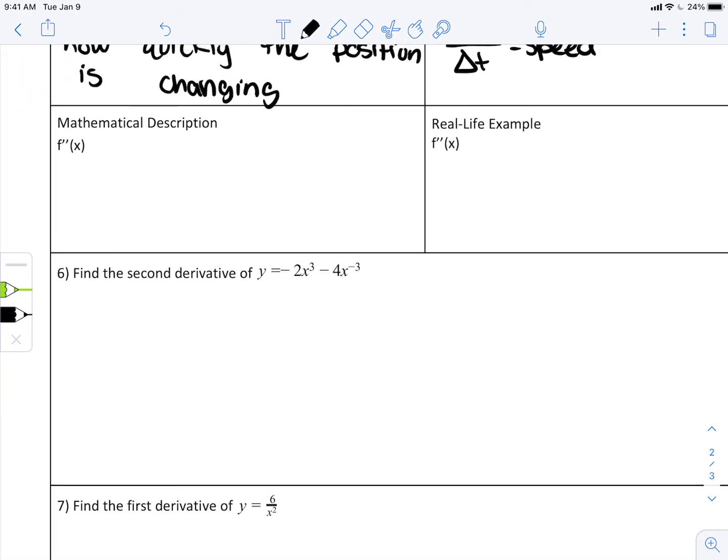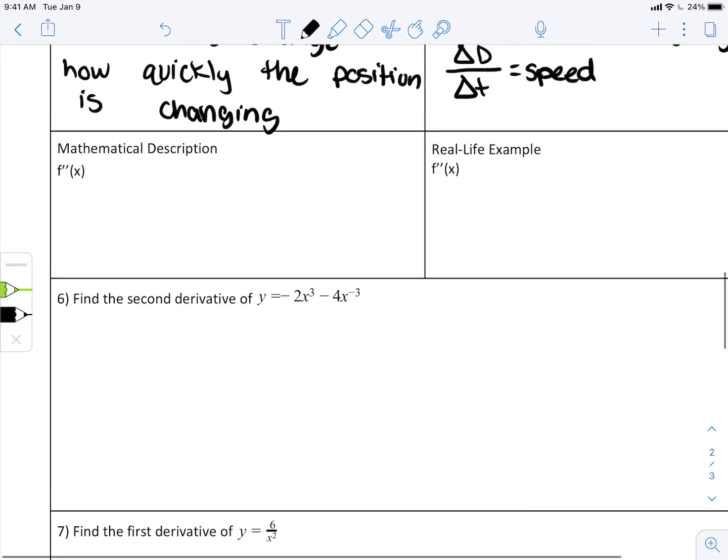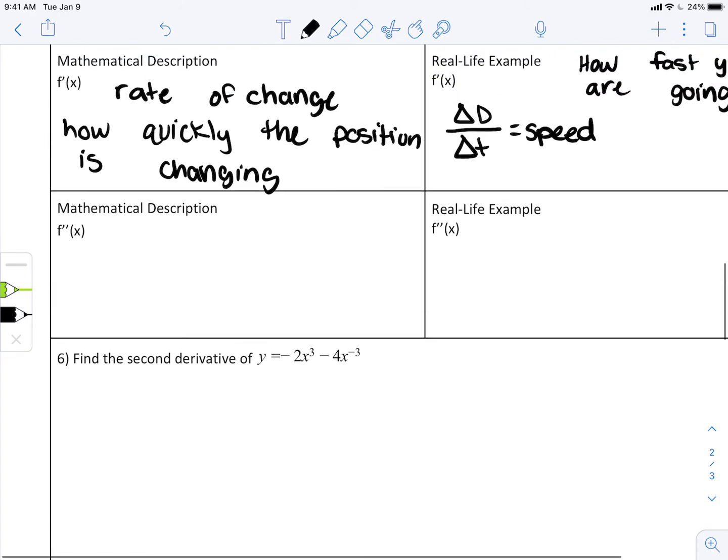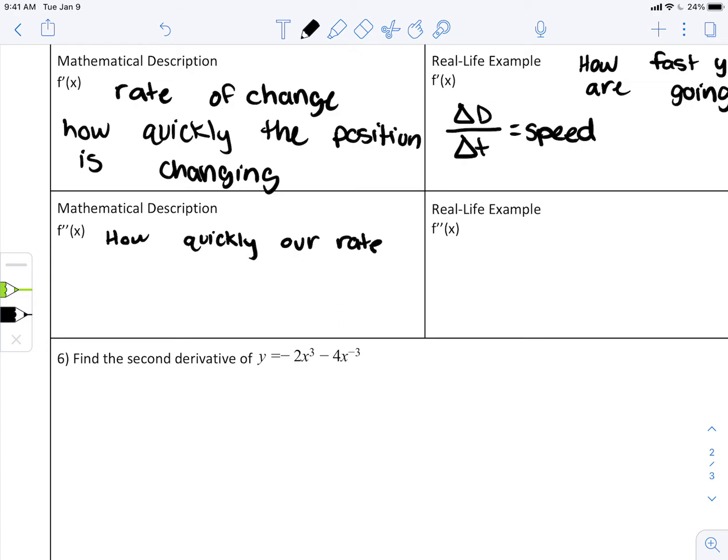Okay, so now what happens when we take a second derivative? Remember that derivatives just represent a change, how much something is changing. So in this case, if we're taking the derivative of our rate of change, it's going to represent how quickly our rate of change is changing.